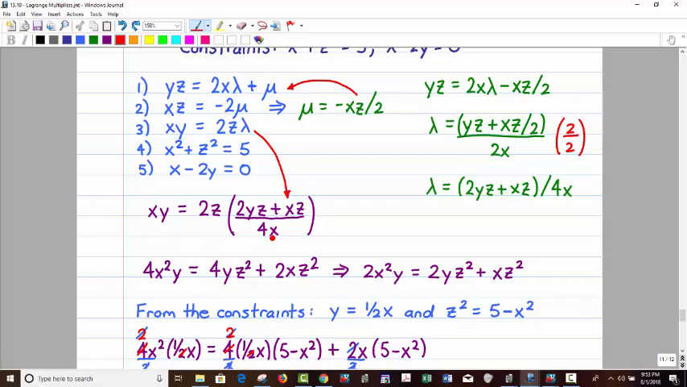So cross multiply, bring the 4x over, I get 4x squared y. Distribute through here, you get 4yz squared plus 2xz squared. So I brought over, I reduced it by 2. Then coming from the constraints, I know that y equals 1/2 x, and then z squared equals 5 minus x squared. So actually, I don't need to take the square root of this and solve, because we already have z squared right here, so we can just leave it as z squared.